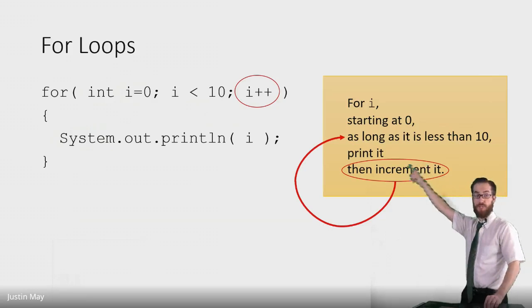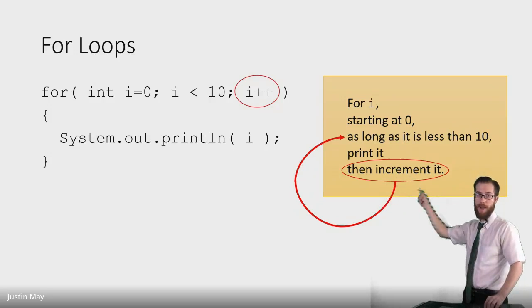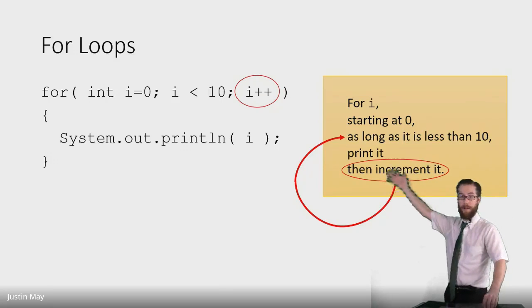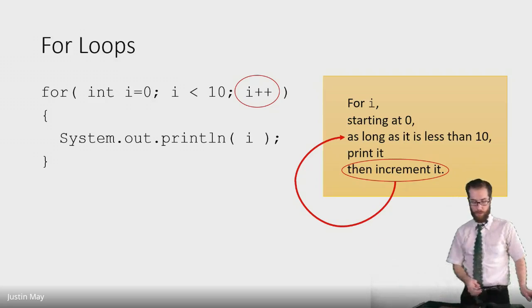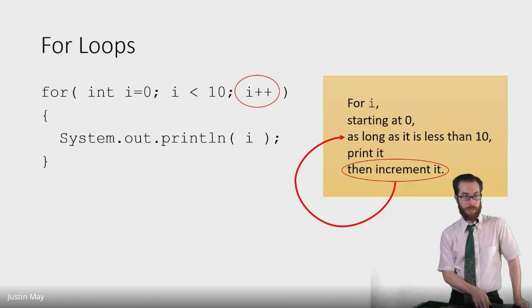And if that condition is true, we run the body, we increment it, we check the condition. We run the body, we increment it, we check the condition. If the condition was false, we would not do the body, and we would just go on with our code, just like an if statement or a while loop. But that's the order this goes.